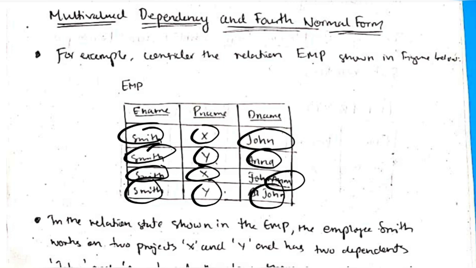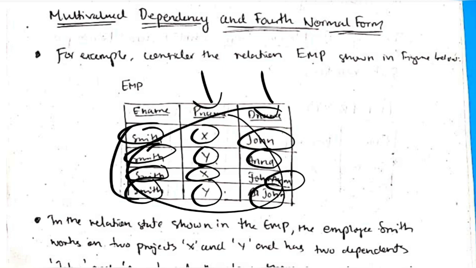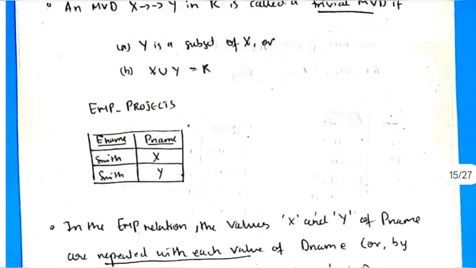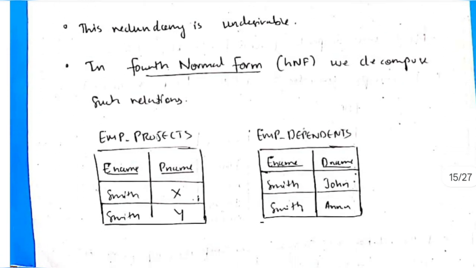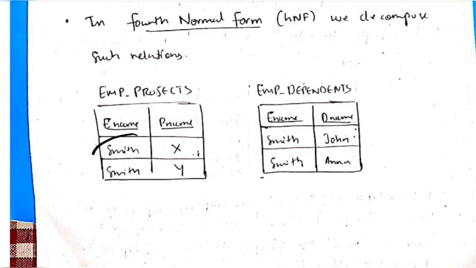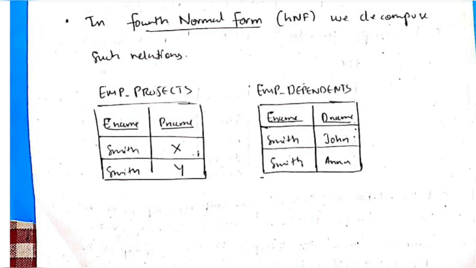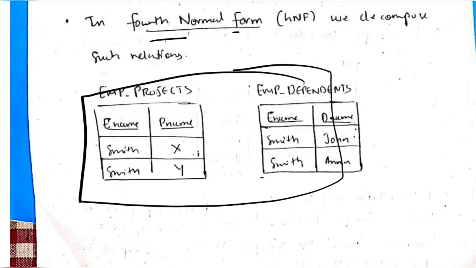So there can be four possibilities. Instead of having redundant data, because X is repeated twice here, John and Anna are also repeated twice, and Smith is repeated four times, we can have two small tables. Firstly we'll have this one: Smith is working on two projects, which are X and Y. Also, Smith has dependents John and Anna. If you have the relation in this form, that is the fourth normal form.